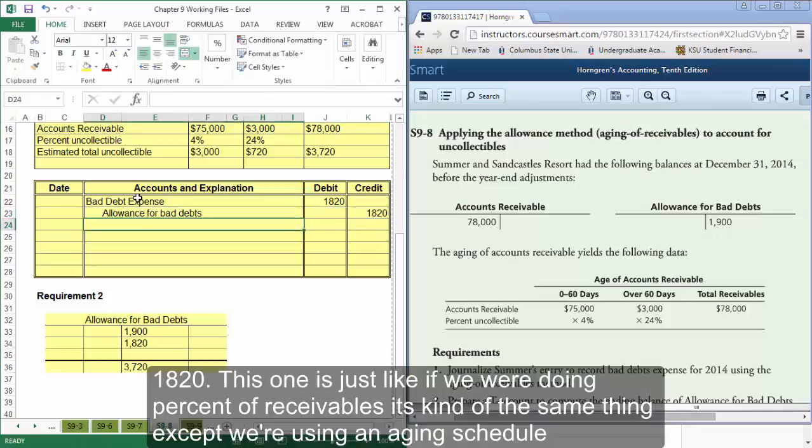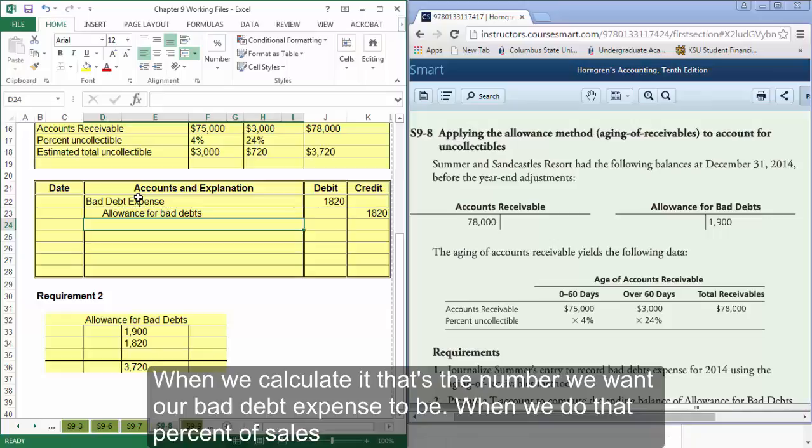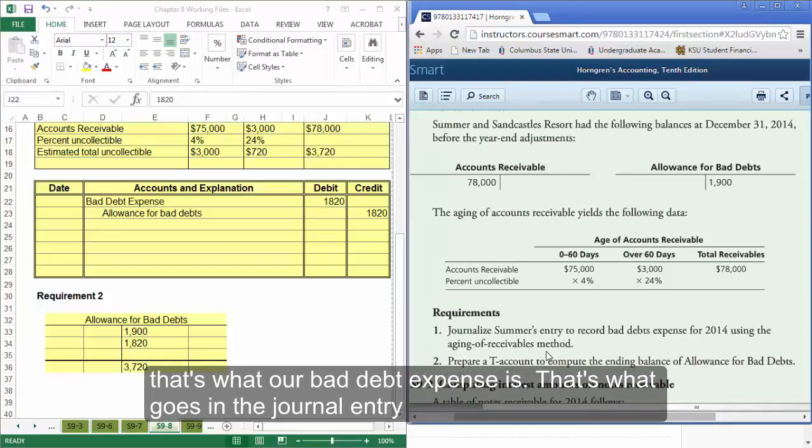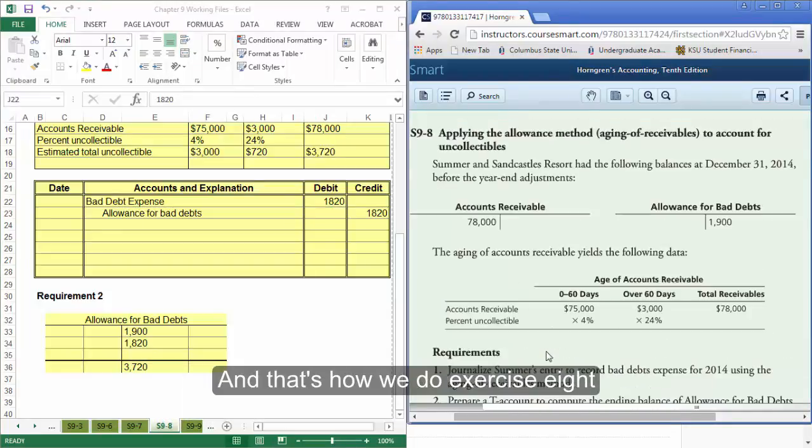All right, so this one's just like if we were doing percent of receivables. It's kind of the same thing except for using an aging schedule. And when we calculate it, that's the number we want our allowance to be. When we do percent of sales, that's what our bad debt expense is, and that's what goes in the journal entry. All right, and that's how we do exercise 8.